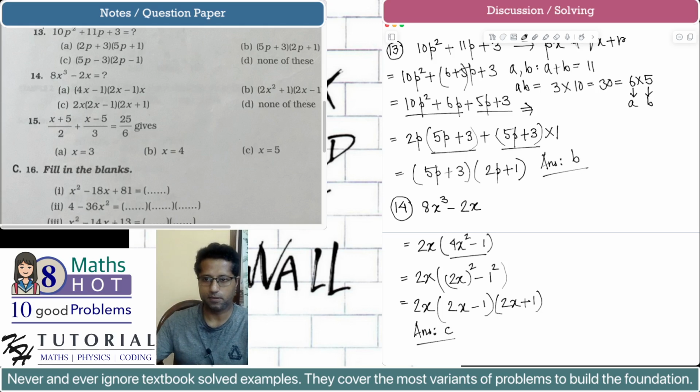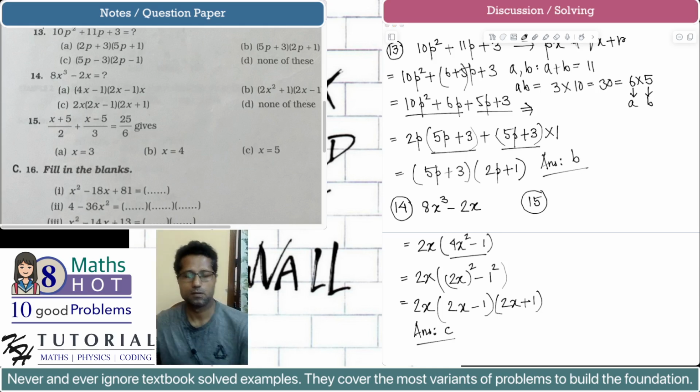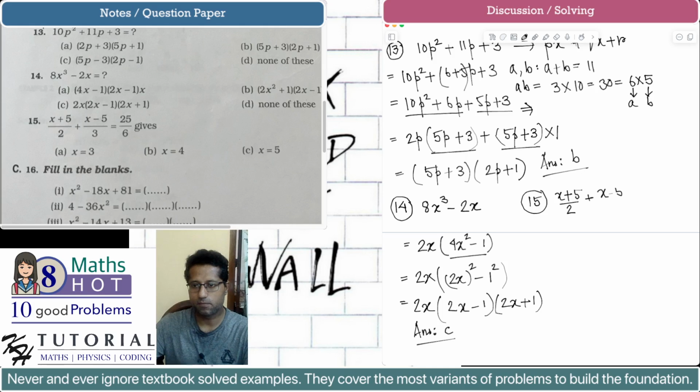Question number 15 is a solving problem. It is a linear equation. The equation given is x plus 5 by 2 plus x minus 5 by 3 is equal to 25 by 6.